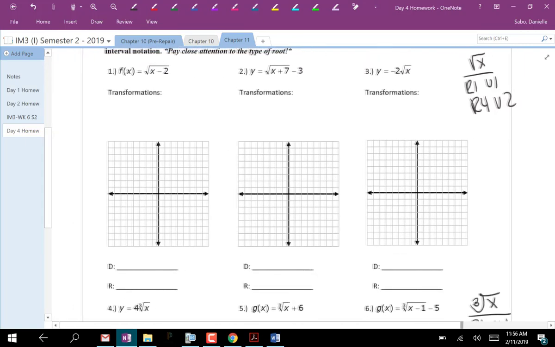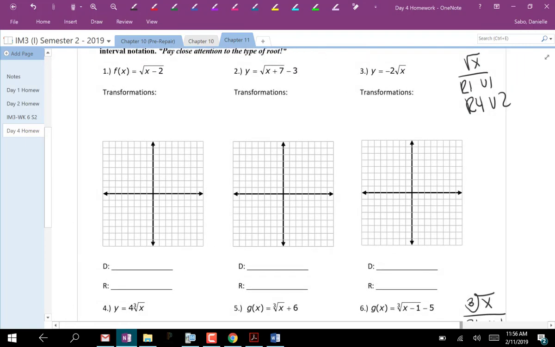The biggest part of today that I need you to understand is the transformations in the domain and range. However you get the graph is your choice. If you choose to graph it on your calculator or use the pattern, that's fine. The big parts are the transformations in the domain and range. How you get the graph is your choice. I don't care either way.